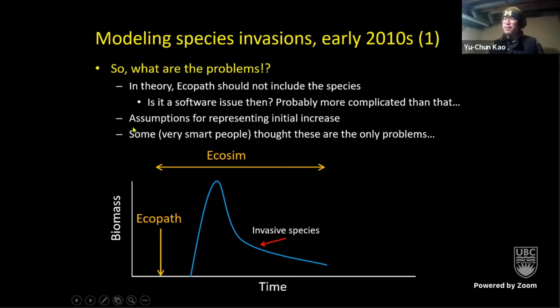So if you want to parameterize these invasive species in Ecopath, what do you need to do? You need an initial Ecopath. You need an initial biomass input in the model, and you also need to have these initial increases at the beginning of the invasion. So some very smart people thought these are the only problems, like us. So this is the beginning of how we are thinking about how to model species invasions.